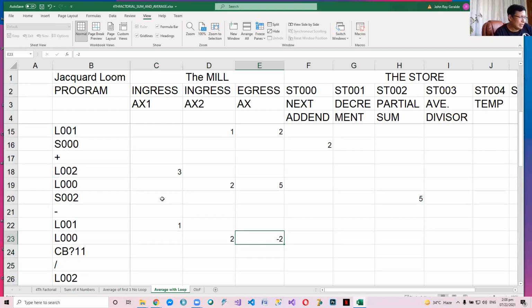Negative 2, look at that. The sign of the egress axis is negative, and the sign of the ingress axis is positive. Do you follow? Which will result to a set. So to find out whether it will result to a set, we check the sign: negative versus positive, so it will set. So we'll say CB11. It will jump, count backwards 11 because the run-up lever is currently a set. To determine that, you only have to check the sign of the egress and the sign of the ingress.